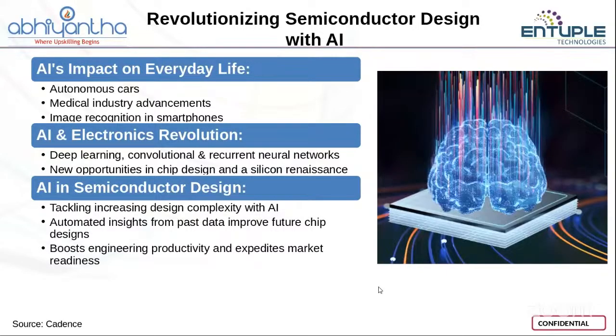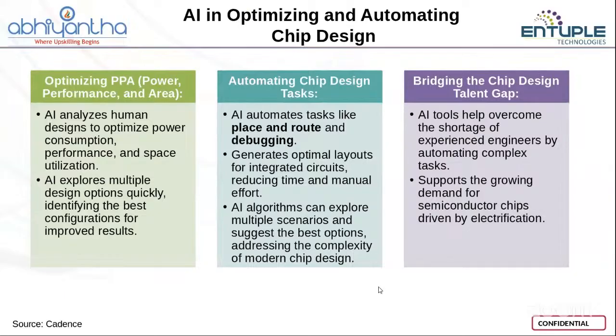The main thing is revolutionizing semiconductor design with AI, right? AI has an impact on our day-to-day life. We are using these AI products right now, and all these products will have a high impact on semiconductor design, particularly in the next decade. The main thing, as we mentioned, is optimizing PPA and automating chip design through AI.